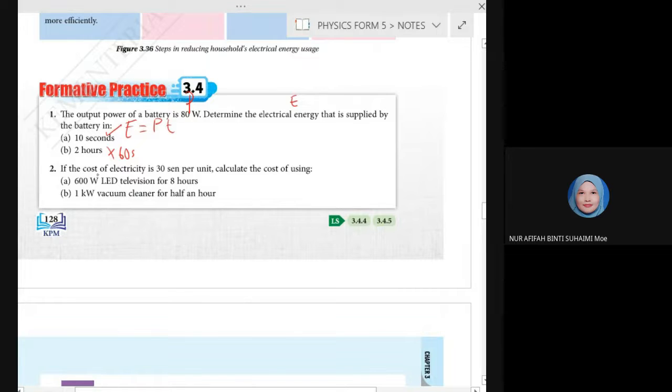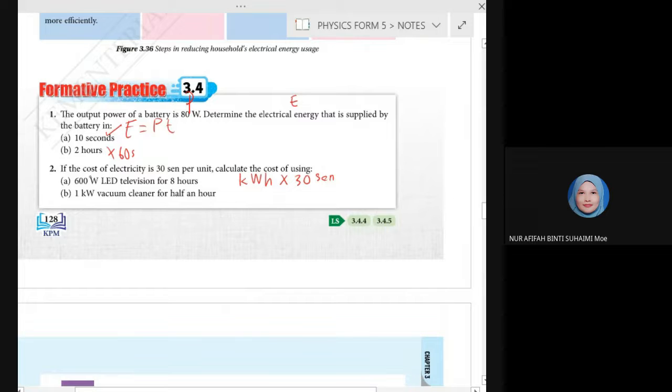And number 2, if the cost of electricity is 30 cent per unit, calculate the cost of using a 600 watts LED television for 8 hours. So the total energy used must be in kilowatt hour. Kilowatt hour. Then you multiply with 30 cent. This 30 cent must be written. Either you use 30 cent or RM 0.3.